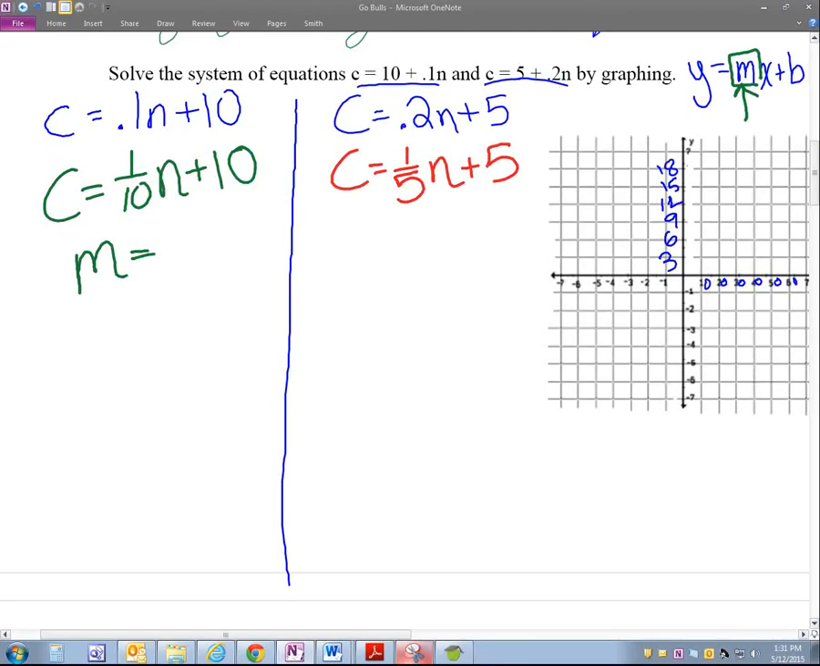Dara? 1/10, because that's what's taking the place of this M that I have highlighted in the upper right corner. M equals slope. Awesome. It's always going to be the one stuck to the variable. Yeah, 1/5, yes. And then we have our y-intercept, which is 10.